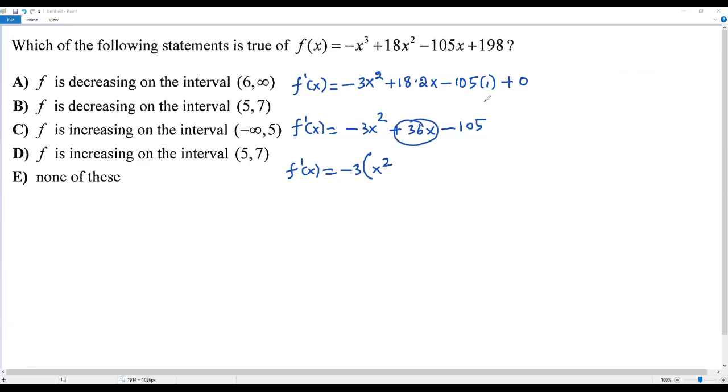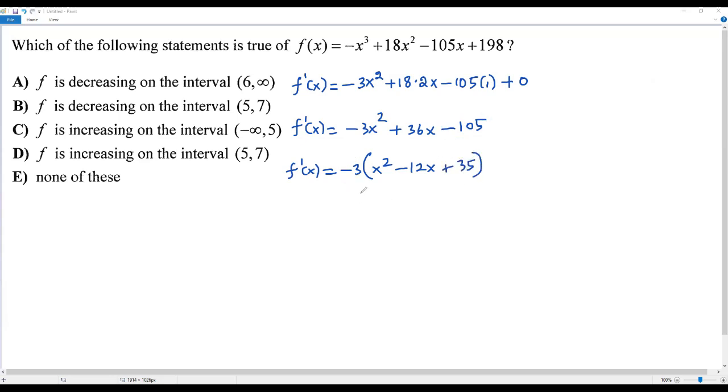Now I have to divide the second term, positive 36x, by negative 3. 3 goes into 3 one time, 3 goes into 36 twelve times. Negative times positive becomes negative, so we get negative 12x. Now let's divide the constant negative 105 by negative 3. The negatives cancel, 3 goes into 3 one time and 3 goes into 105 thirty-five times. So when I divide this by negative 3, I'm getting positive 35.